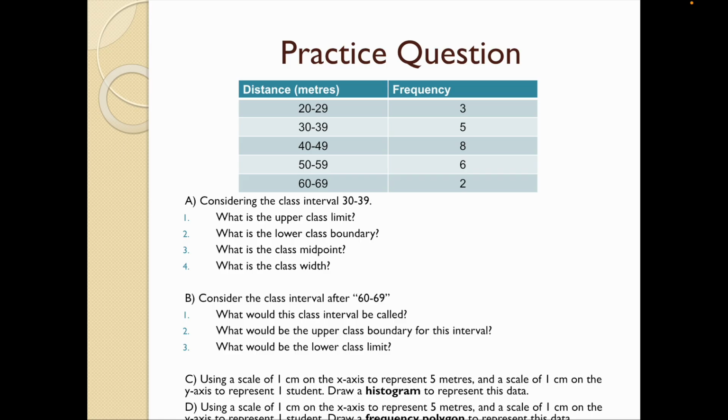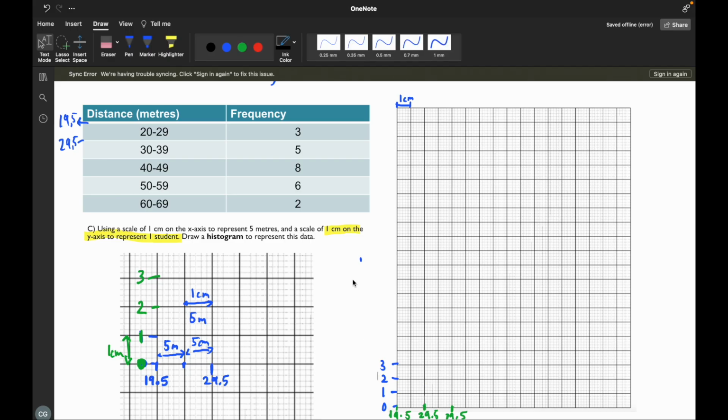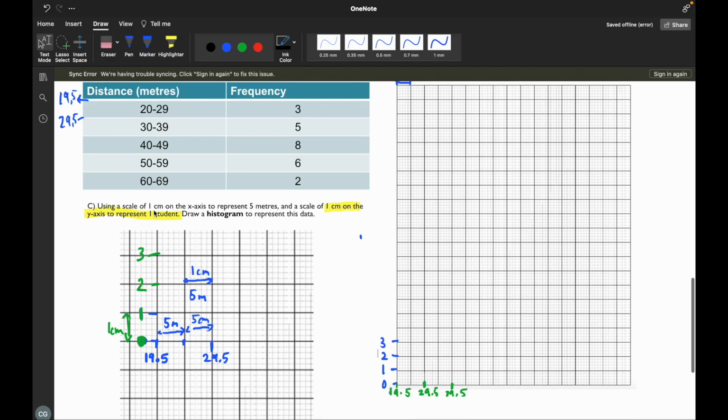You remember how we were doing it over here, on this side here, using the scale of 1 centimeter on the x-axis to represent 5 meters. So remember, we said that when we put the 2 5s together, we get 10, right? Because 19.5 to 29.5 is how much? 10. So here is 19.5, and here is going to be 29.5. When I subtract these two, I get 10, right? And remember, the unit for this is meters.